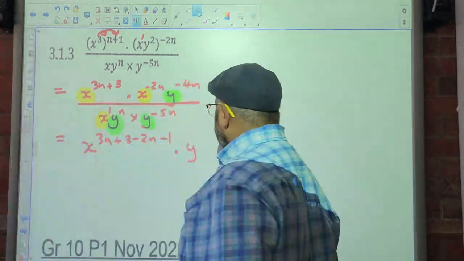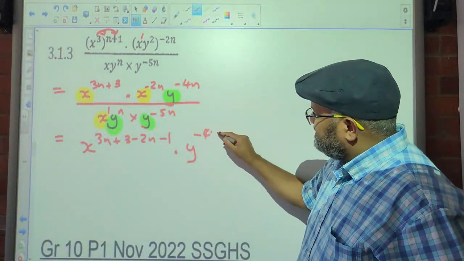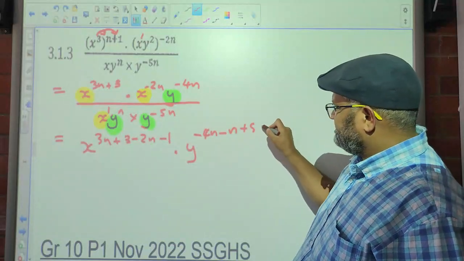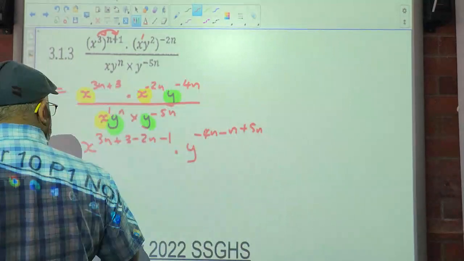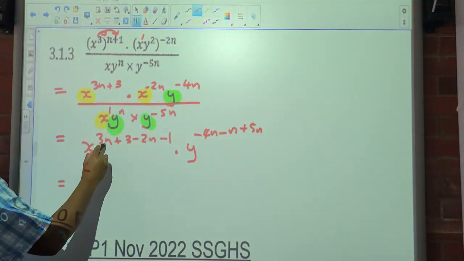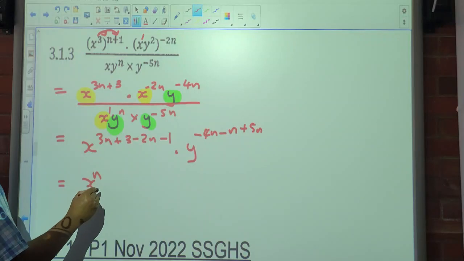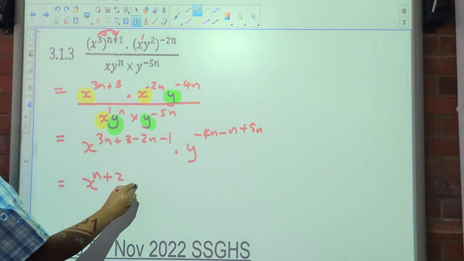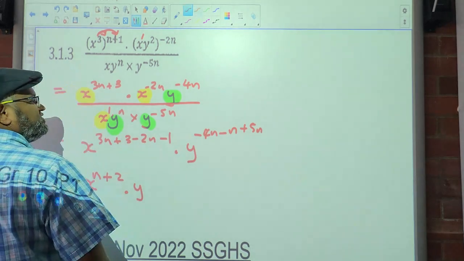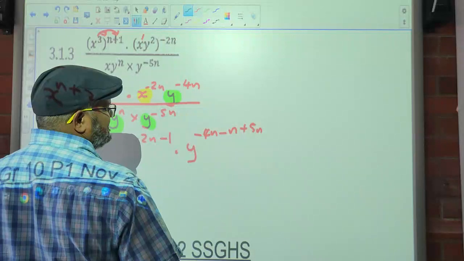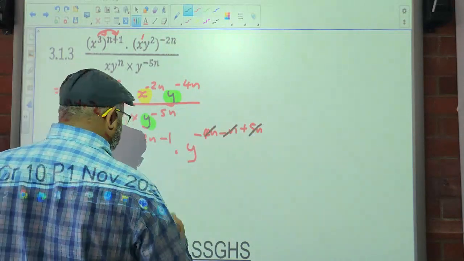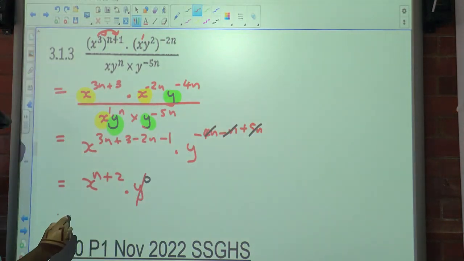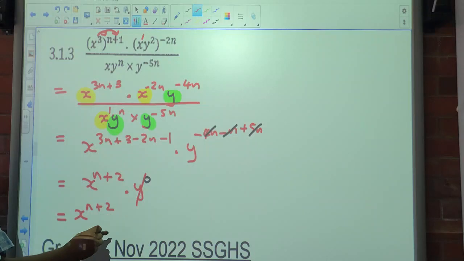So in other words, it's going to be negative 4n minus n plus 5. So what is 3n minus 2n? 3 minus 2 times n. What is negative 4n minus n? Negative 5n. Plus 5n, they cancel. So it's y to the power 0, and anything to the power 0 is 1. So it's going to be x to the n plus 2.